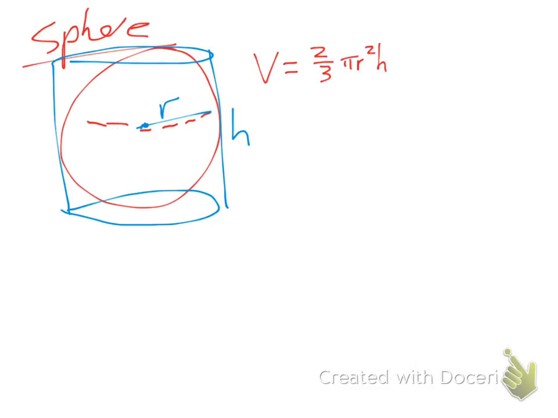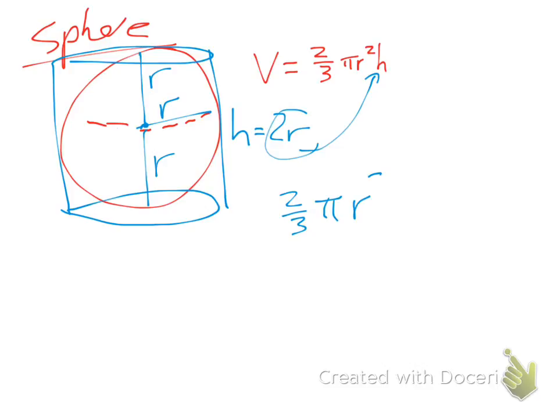If, say, I was just given the sphere without those other dimensions, well, think about what this height means. The height also, guys, doesn't just go to the side. It goes up and it goes down, yes? So would you guys agree that's r and r? So the height is really just 2r, or aka the diameter. So could I use that and plug it in here? So it's 2/3 pi r squared times 2r.